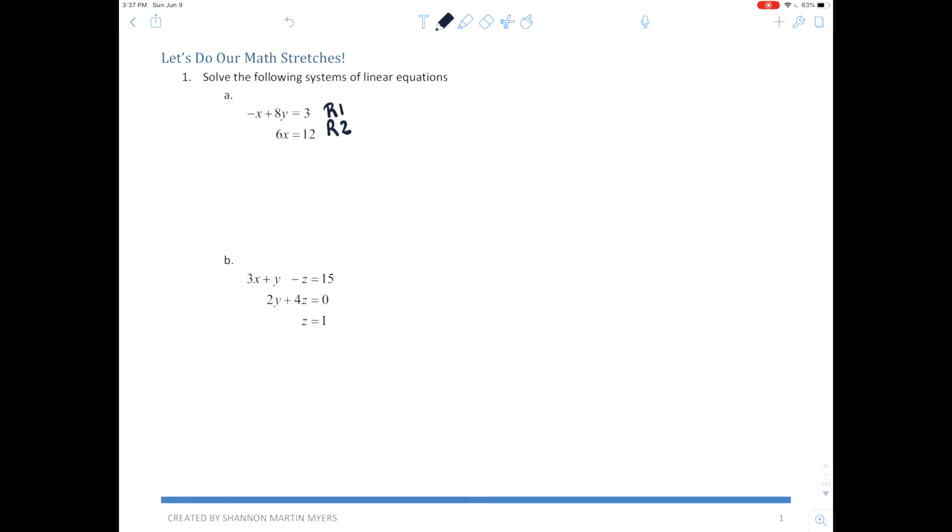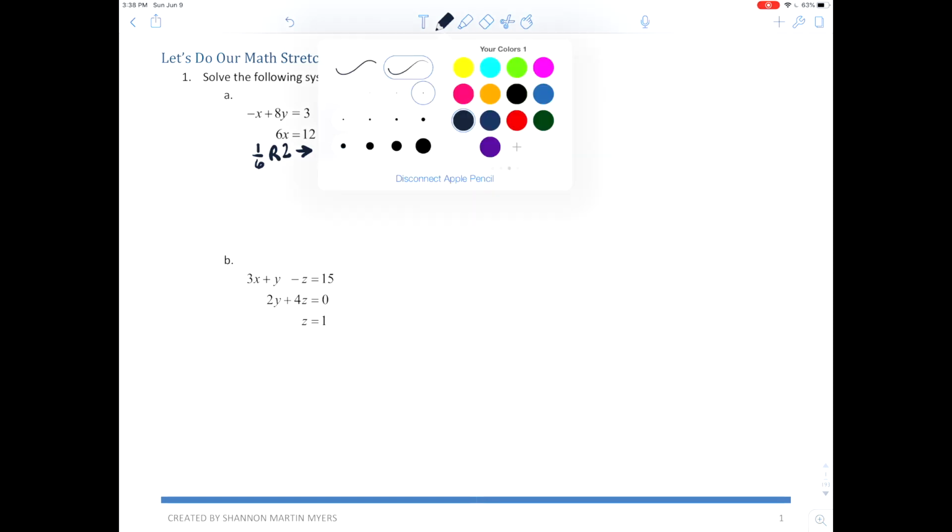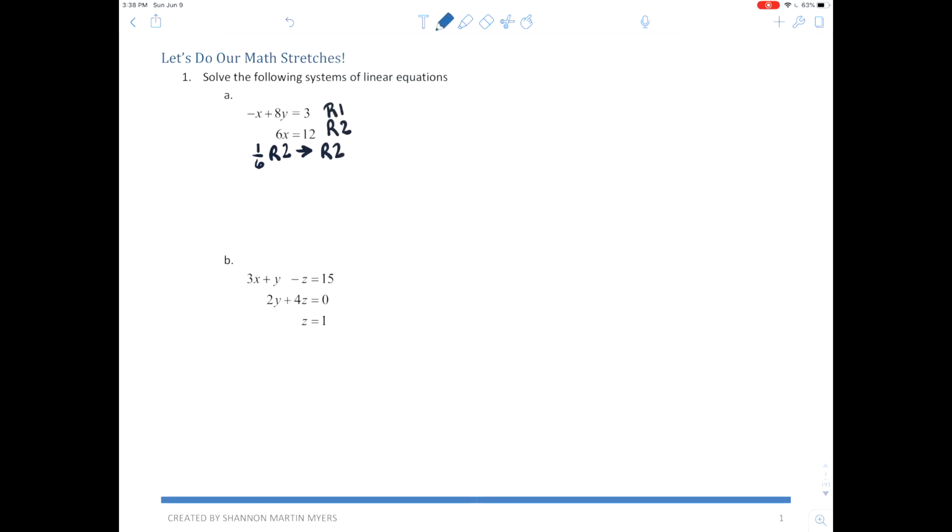First off, this system is set up where it'd be pretty cool just to use substitution, since the second row here just is a linear equation in one variable. So I'm going to say, all right, we've started out with this one system. I am going to alter the system by multiplying row 2 by 1/6. And this is going to give us a new row 2 for our system.